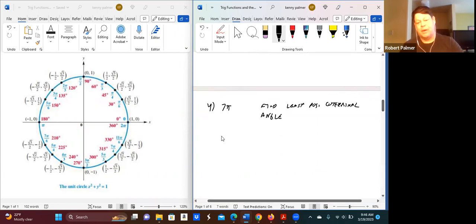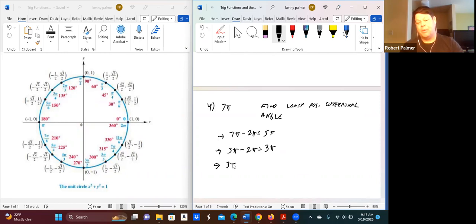our unit circle. Okay. So we have 7 pi minus 2 pi. That's 5 pi. Okay. Not there yet. Keep going. So then 5 pi minus 2 pi. Subtract another 2 pi from that. That's 3 pi. Okay. Still out there. So let's subtract another 2 pi again. So 3 pi minus 2 pi is equal to pi. Okay. That's our least positive coterminal angle.